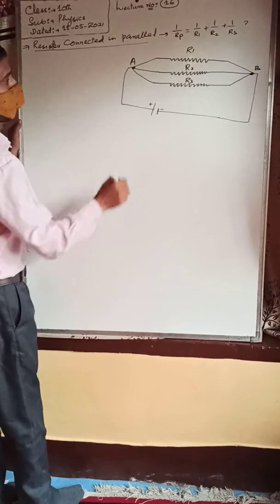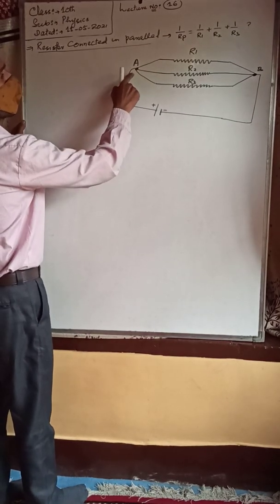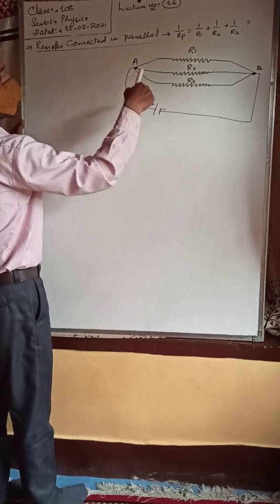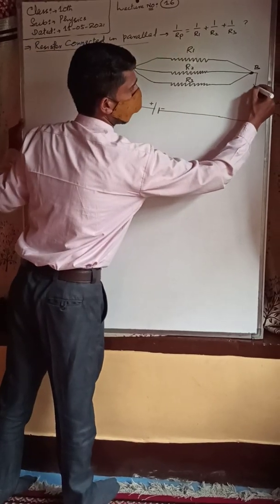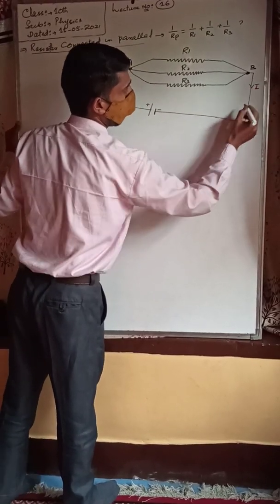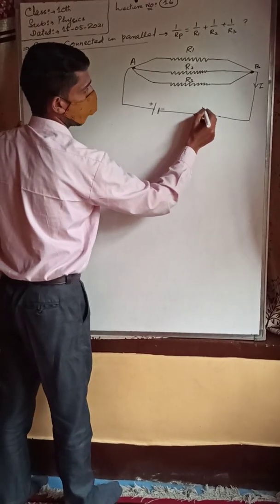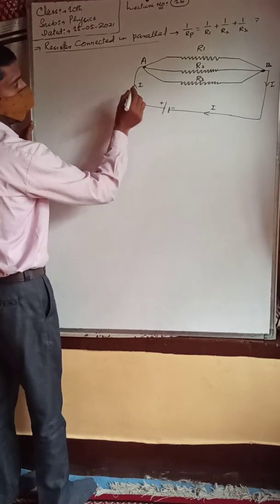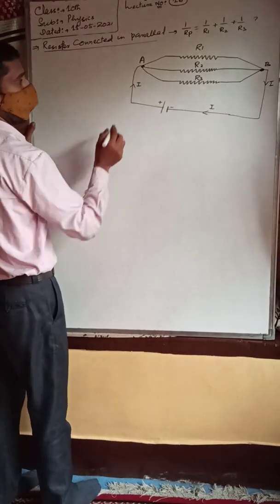It is not necessary that we will name it A. We can write its name anything. A, B, C, L, M, anything we can take. Here, say the current flows here, I. It reaches here, current I. Then it flows through this full circuit. It is again here, I.